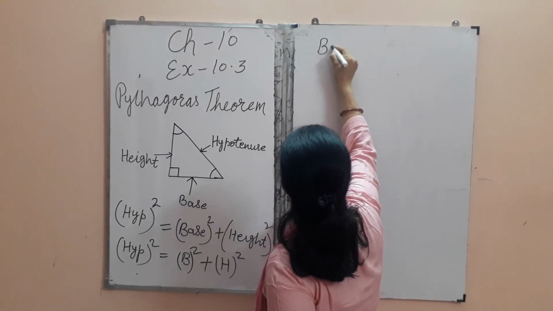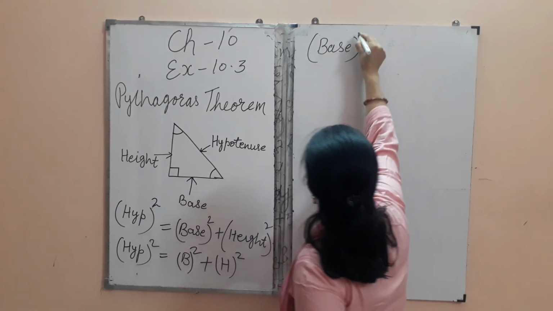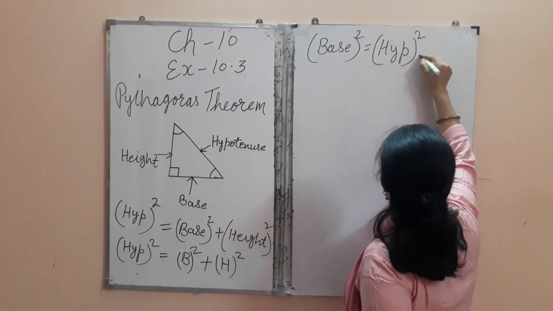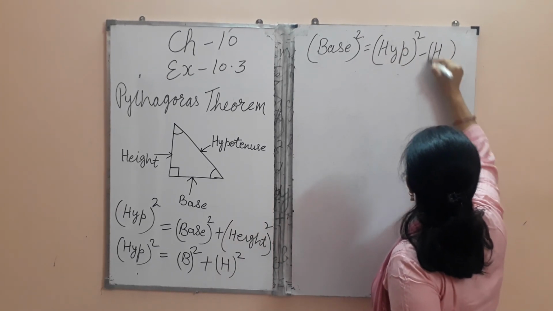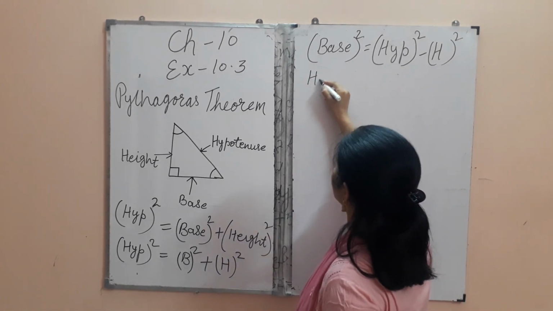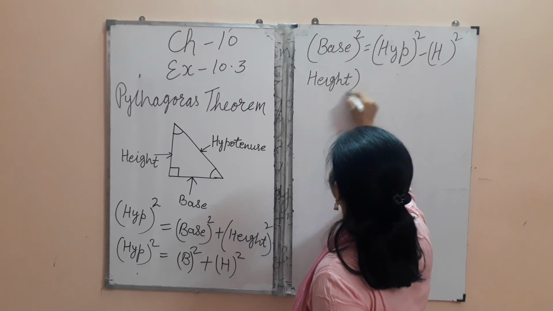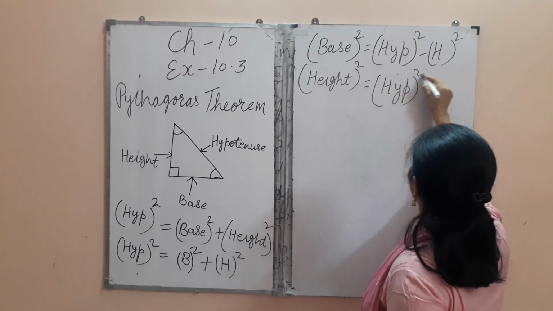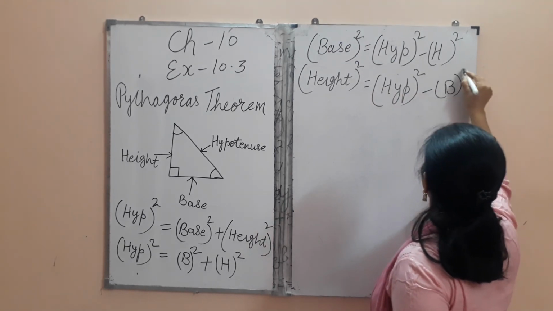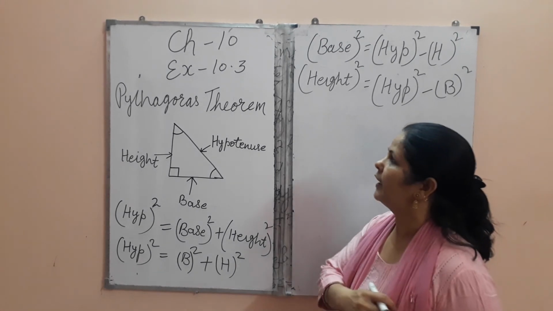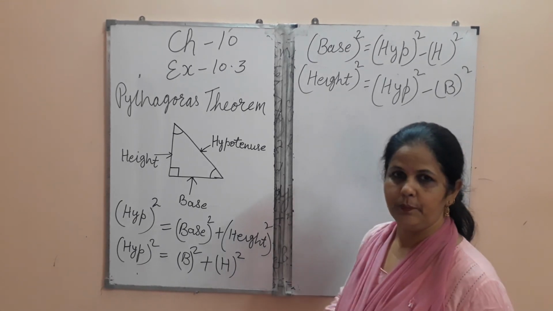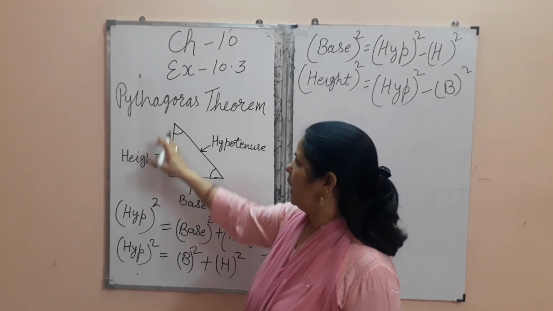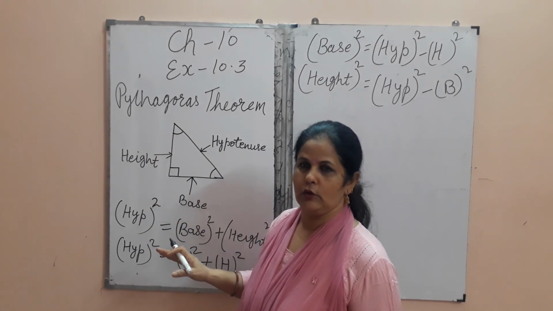If hypotenuse is given and one of the sides is given, then how will we find out? If we have to find out the base square, then it will be hypotenuse square minus height square. If we have to find out height square, it will be hypotenuse square minus base square. So these are three formulas for solving Pythagoras theorem sums. Understand? Now this height we can call perpendicular also.